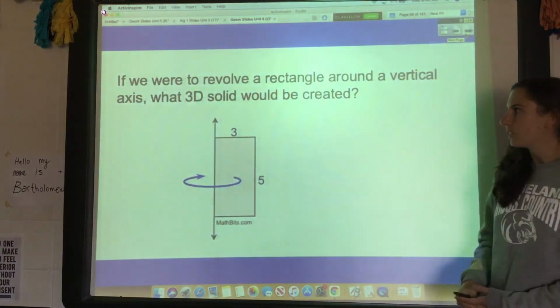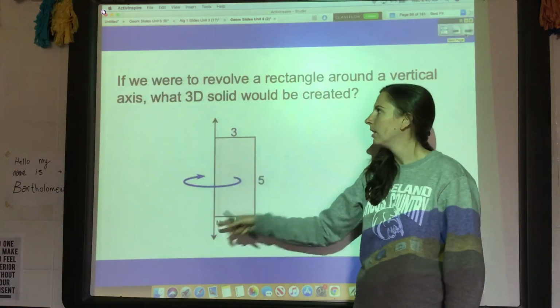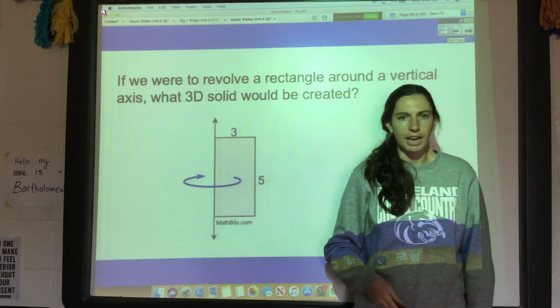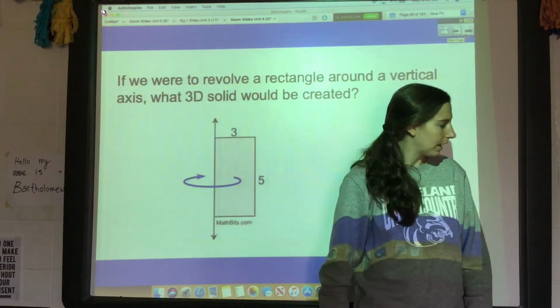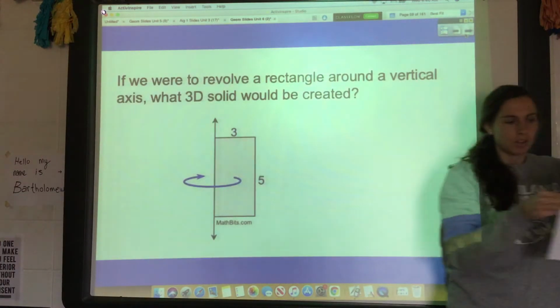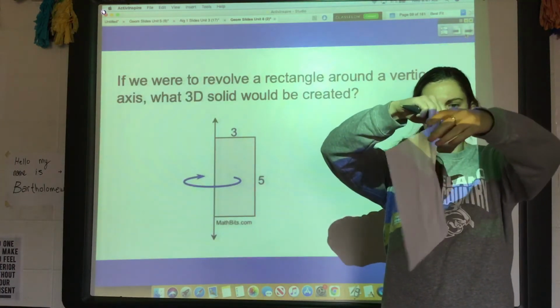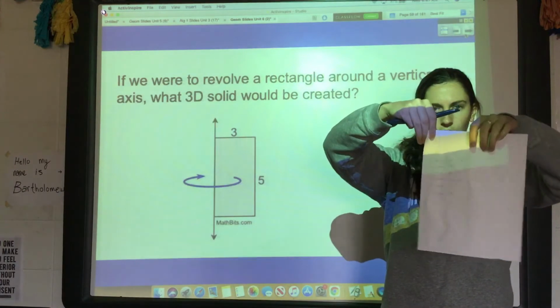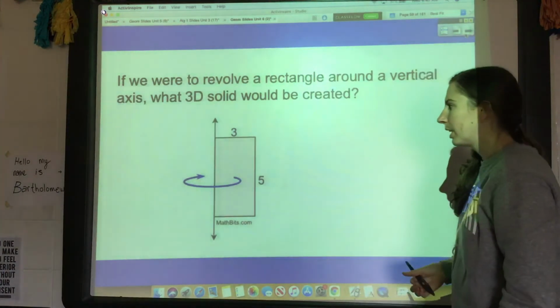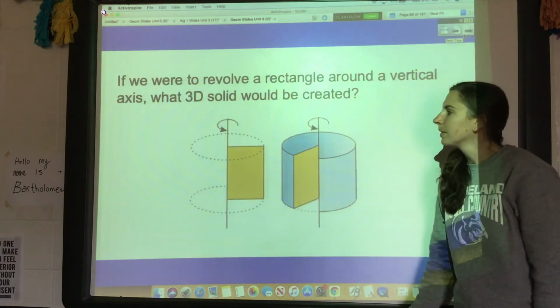Go ahead and try this one. If we were to revolve a rectangle around a vertical axis, what 3D solid would that create? If you're not sure, you could actually try it with a piece of paper. Take a piece of paper, hold it here, and if you were to revolve it around in a circle, that wasn't very good, but what would it create? It would actually make a cylinder.